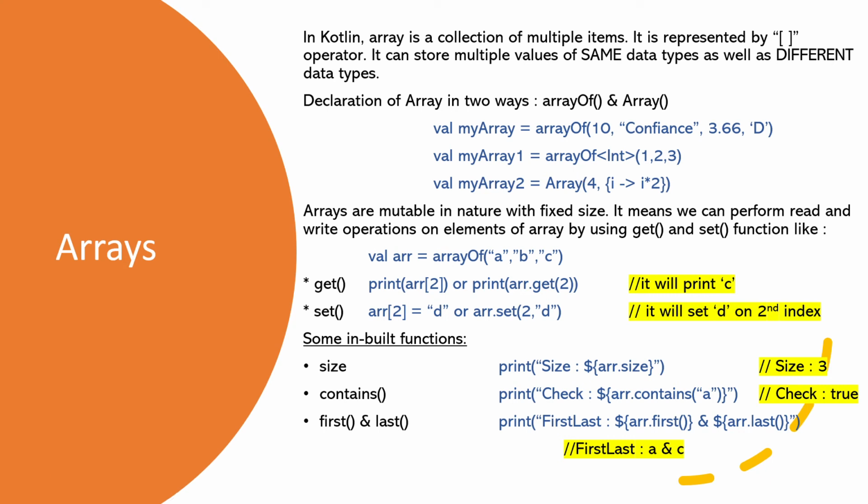Now, in the third example, the array is taking help of a lambda function to declare the values sequentially in it. Arrays are mutable in nature, but we cannot change their size. It allows only get and set functionality as given in the example. Here are some inbuilt functions. Size, to get the count of items stored in it. Contains, which will let us know whether the item is present in the array or not. First and last, to fetch the first and last element value from the array.